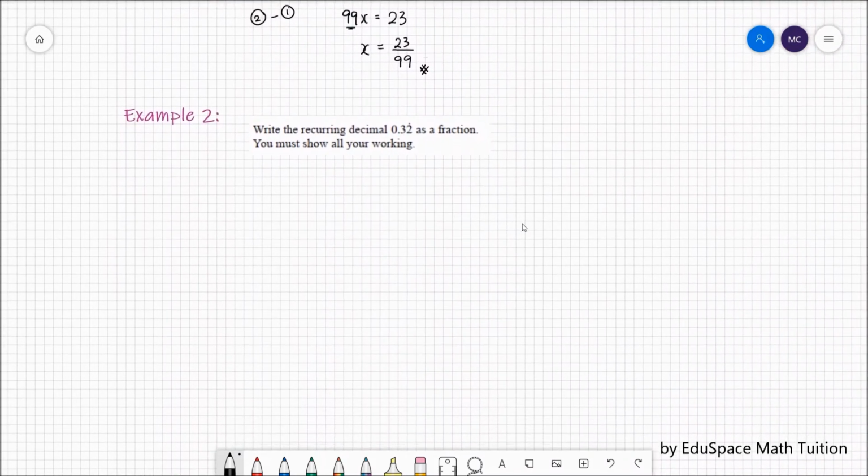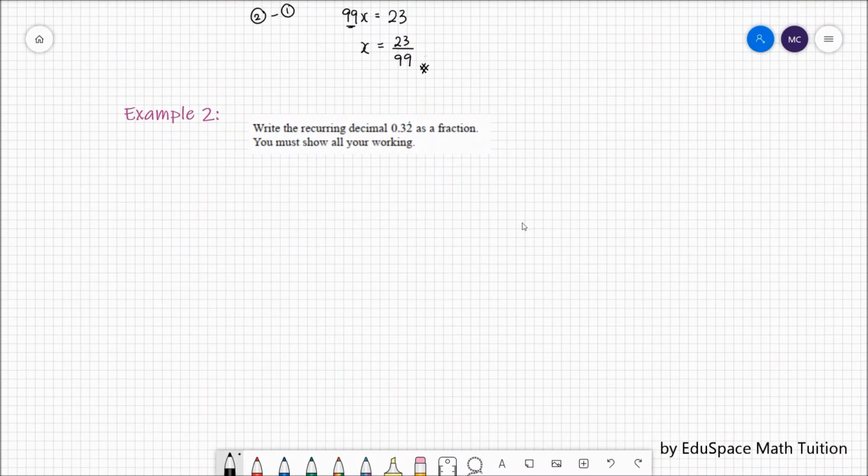Let's look at the second example. In this example, it's the same thing, however, we need to express 0.32 with the dot over the 2 as a fraction. So again, because it's 0.32, we should be writing it as 0.3222 with only the 2 being repeated. So we are going to find it in terms of fractions. So we define our x being the fraction of this recurring decimal. This will be our equation 1.